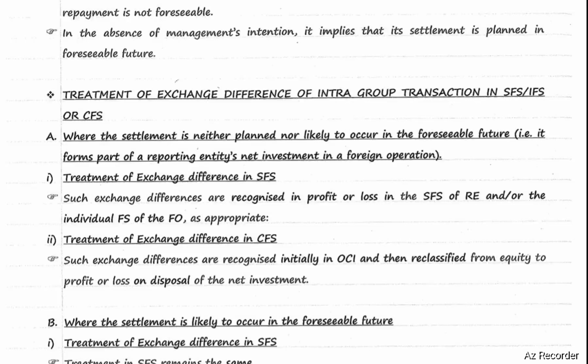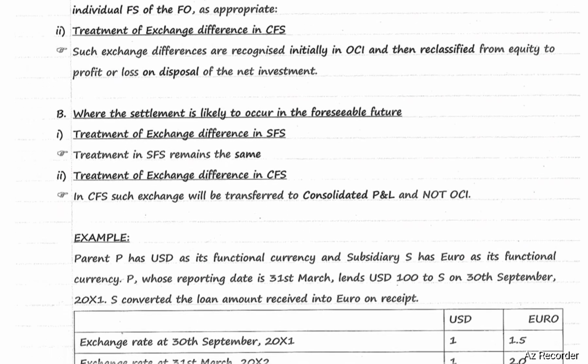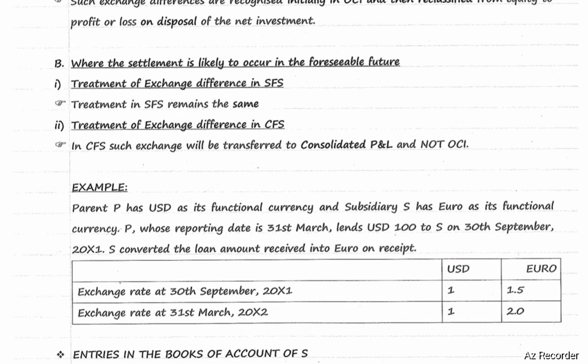Treatment of exchange difference in SFS. Such exchange differences are recognized in P&L in the SFS of a reporting entity and in the individual financial statements of the foreign operation as appropriate. Treatment of exchange difference in CFS. Such exchange differences are recognized initially in OCI, other comprehensive income, and then reclassified from equity to P&L on disposal of the net investment. Whether the settlement is likely to occur in the foreseeable future.